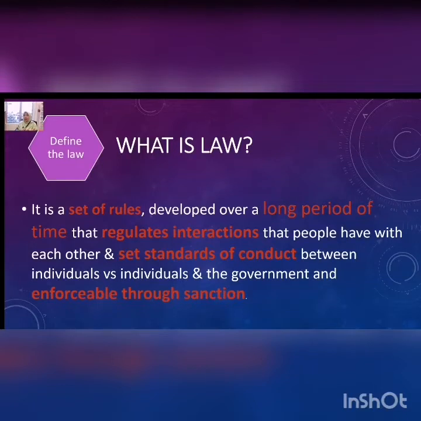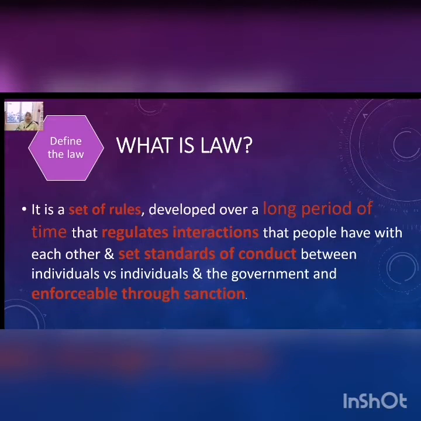And also since students don't need to come to campus, you are able to do online learning. So the law stated that you don't need to come to office. You didn't need to come to Polytechnic. So that is the standard of conduct. The standard of conduct is made between individuals, between person and person, and also between the individual and the government. And it is also enforceable through sanction.